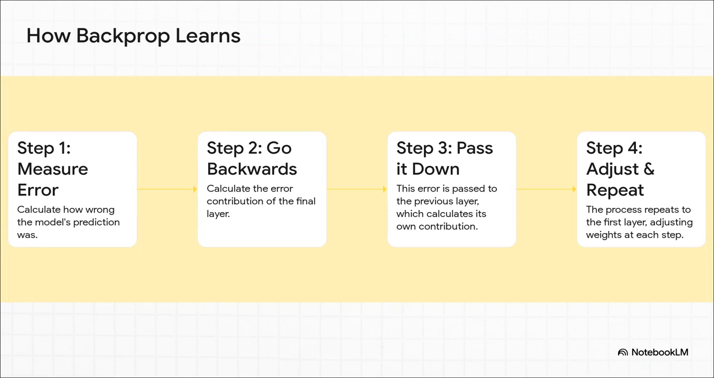Okay, so think of it like this. The network just took a test and failed. First step, you mark the final answer wrong. That's your error. Then, backpropagation goes to that last layer and says, hey, you were this much responsible for the mistake. That layer then passes the blame back to the layer before it, saying, okay, based on my error, here's your part of the blame. This chain reaction goes all the way back to the very first layer. And at each step, each connection gets a tiny nudge in the right direction. It's just a beautiful, super efficient way to learn from your mistakes.